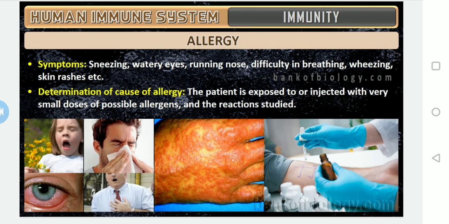Okay, and determination of the cause of allergy: the patient is exposed to or injected with very small doses of possible allergens, and the reaction is studied in the earlier stages only, so that they can avoid further allergy. Okay, in the particular environment.